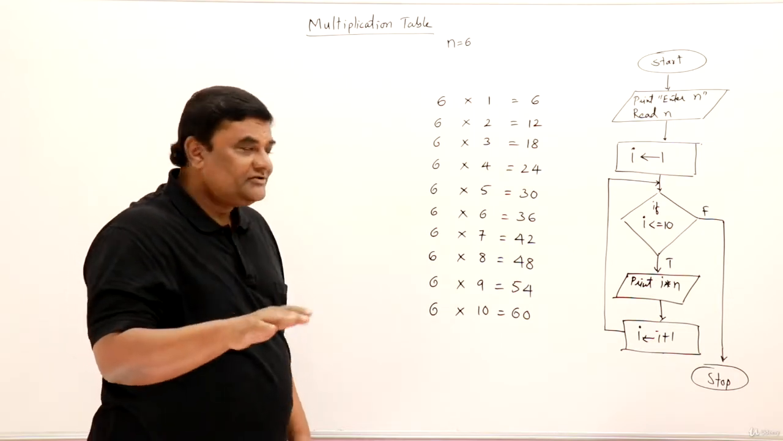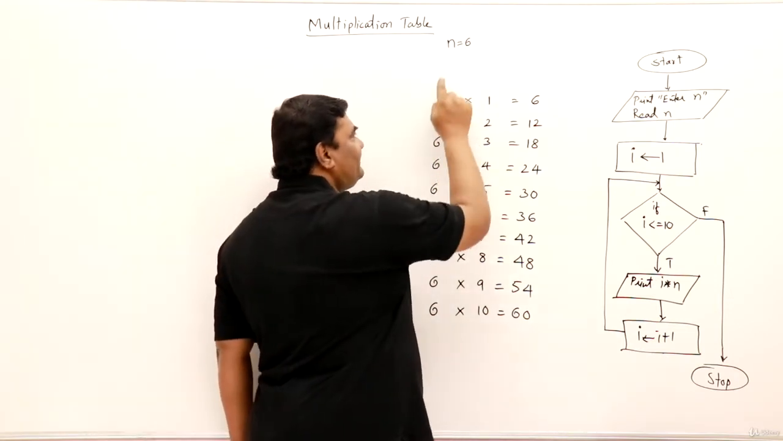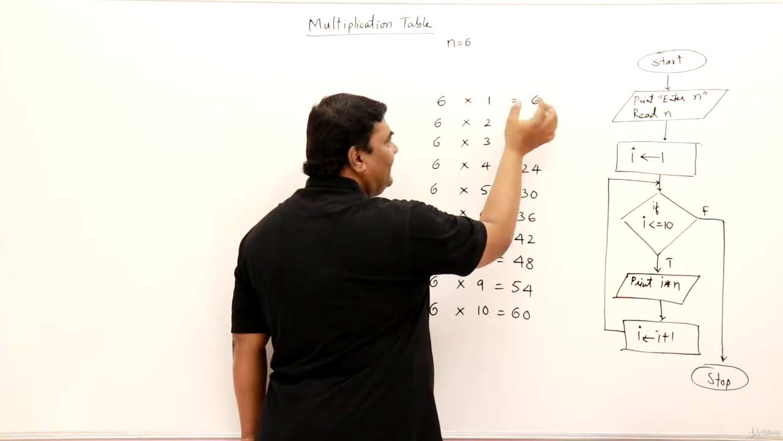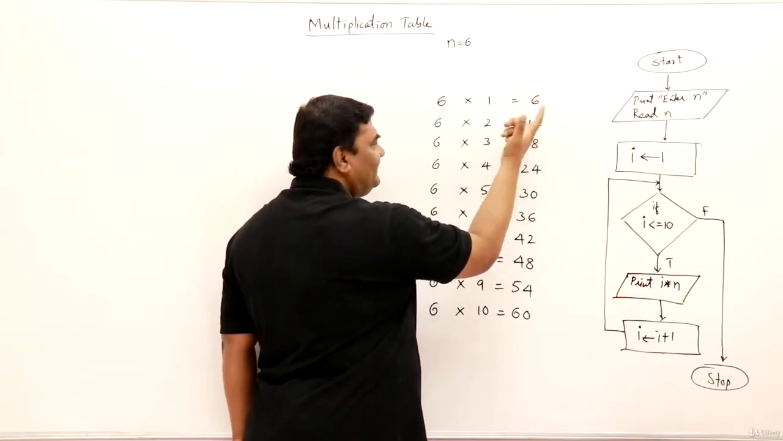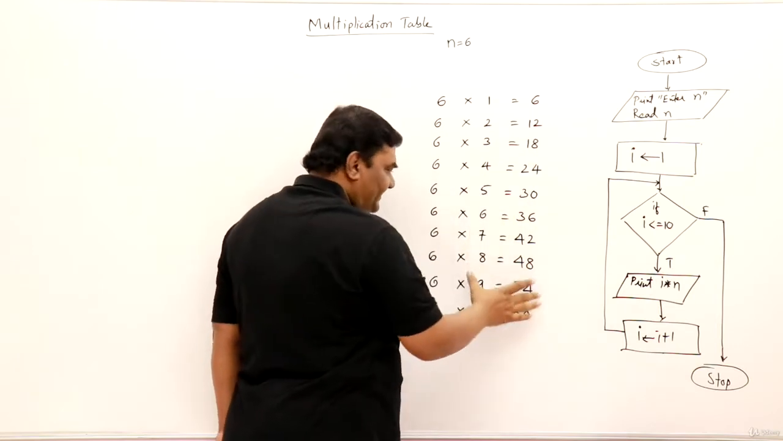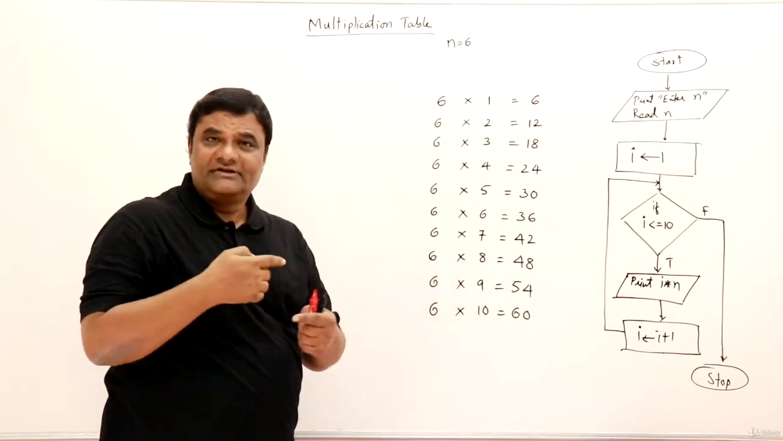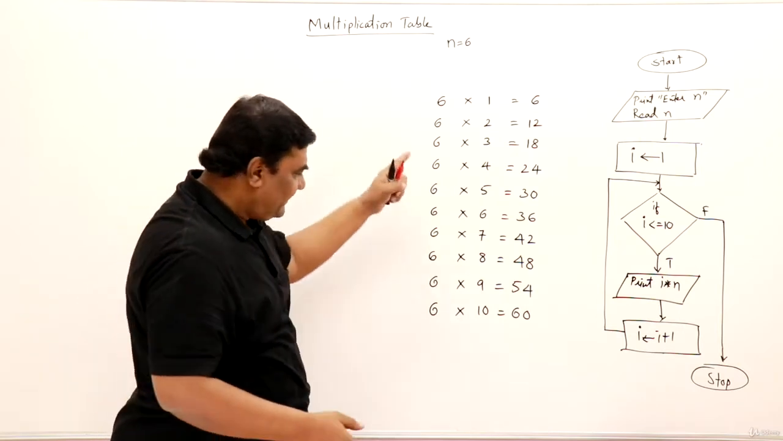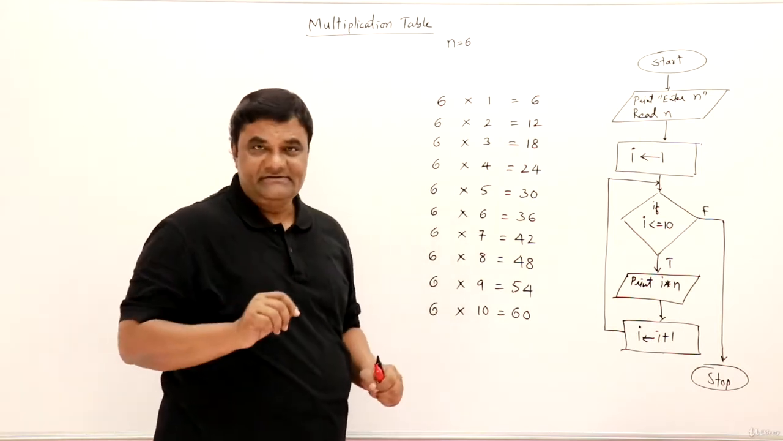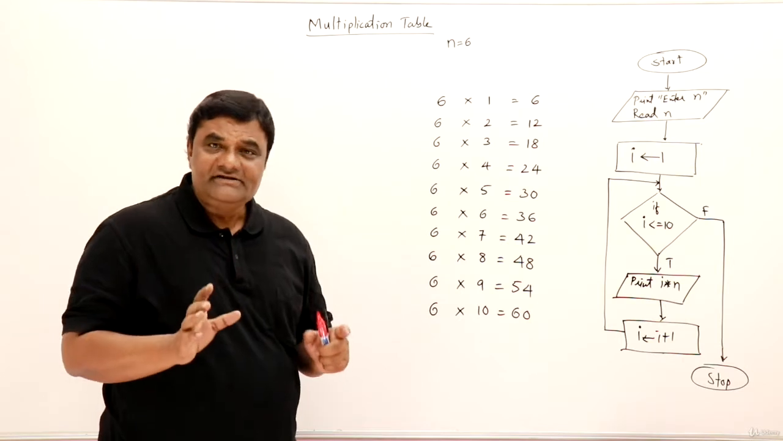Now, if you observe, every time the number 6 is multiplied by something and we get a result and display it, then again multiplied by some number and displayed, multiplied by some number and displayed. So this is not just one-time multiplication, we are going on multiplying. How many times? 10 times we are multiplying. Then in this, what are the things we should know?